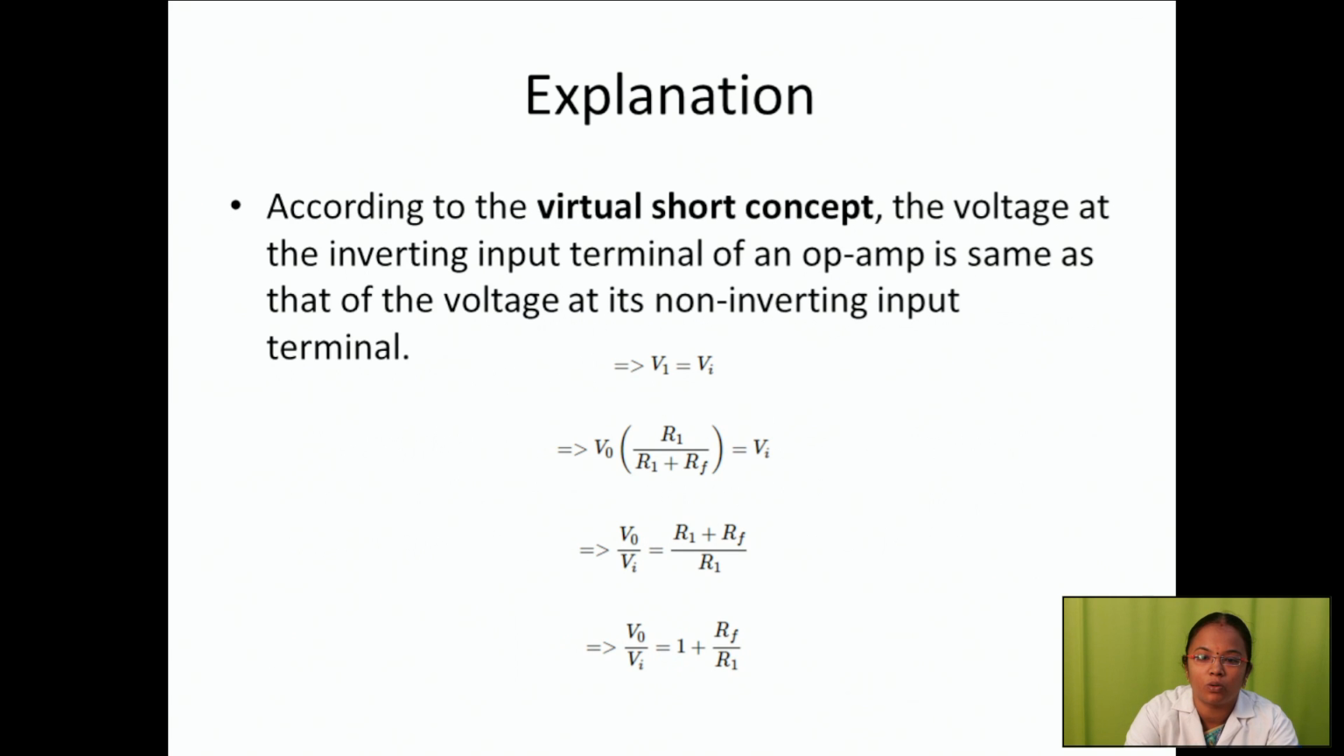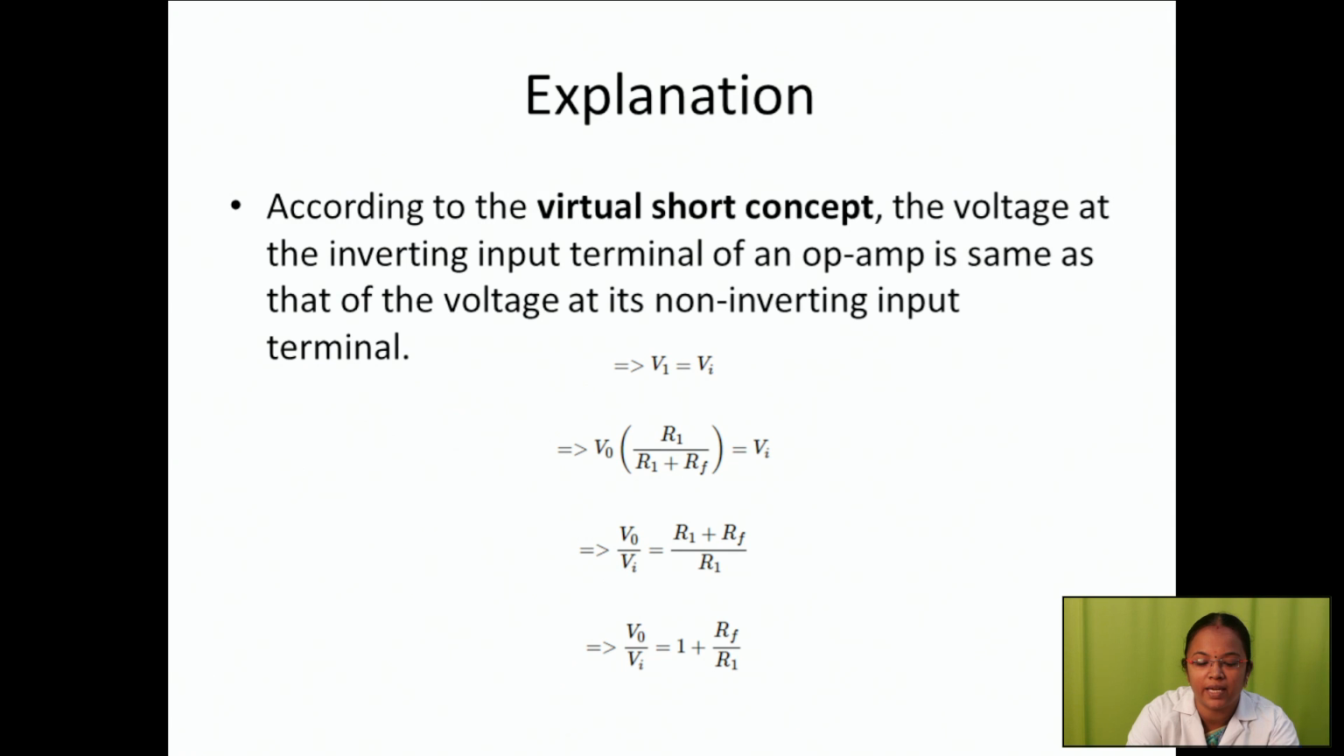Okay, so as I said, according to the virtual short concept, the voltage at the inverting input terminal of the op-amp is the same as the voltage at its non-inverting input. We denoted it as V1, so V1 is equal to VI. We have already found that V1 is equal to V0 into R1 divided by R1 plus RF, that is equal to VI. So the gain V0 by VI is equal to R1 plus RF divided by R1. So V0 divided by VI is equal to 1 plus RF divided by R1.